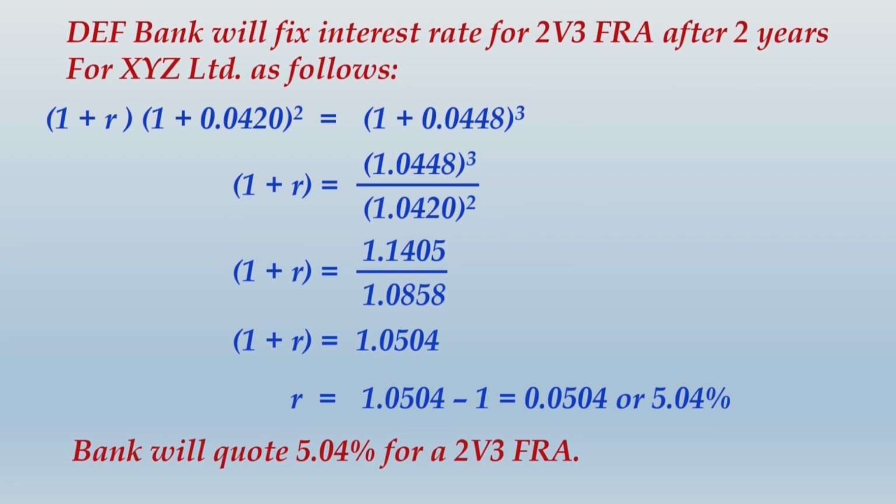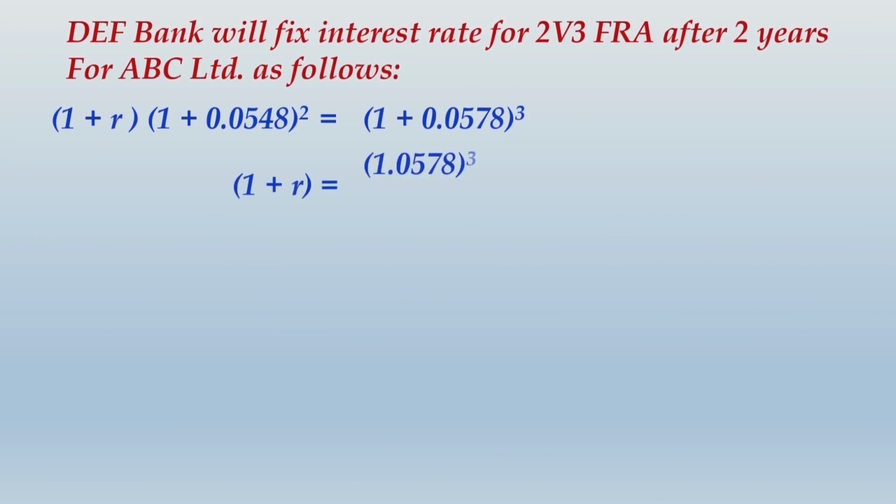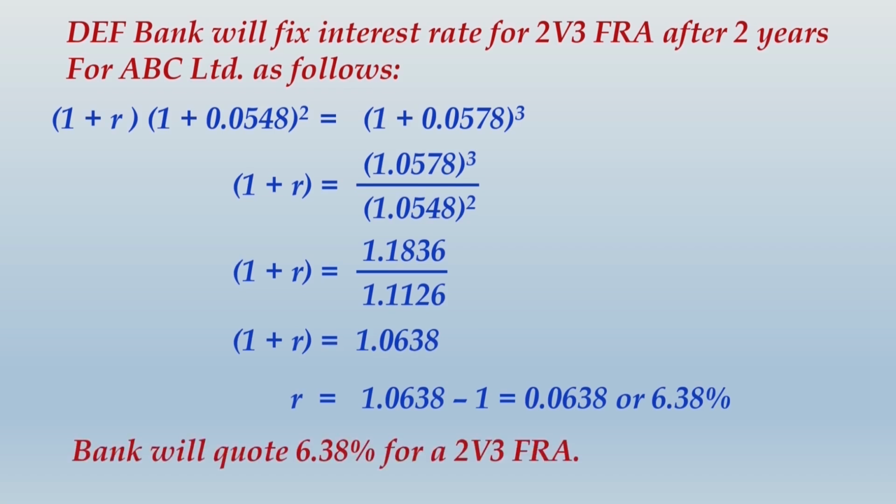Let us move ahead and make the similar calculation for the other company, that is ABC Limited. Here it is exactly the same thing, the same way. You know how to do it, exactly the same as earlier. In the same style we have presented the solution as well, and what you get over here as the value of R is 6.38%. So to this company ABC Limited, the bank will quote a higher FRA rate, that will be 6.38%. Let us move ahead and deal with the second part of the question.